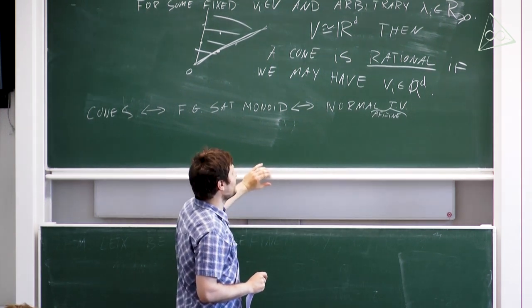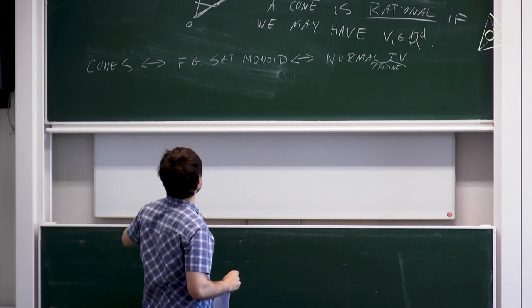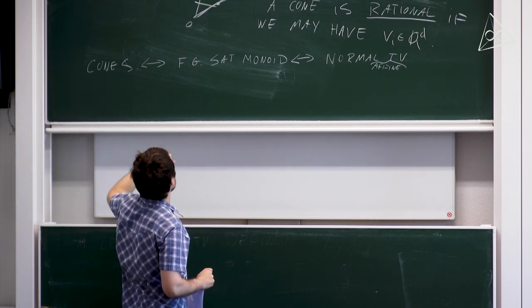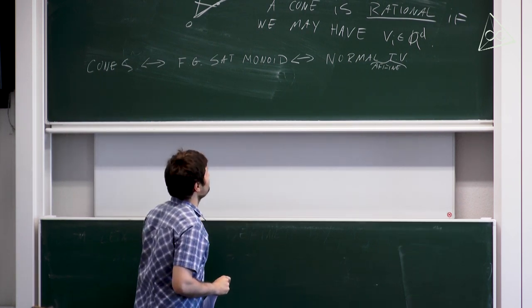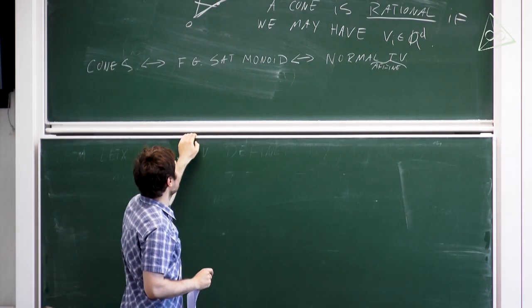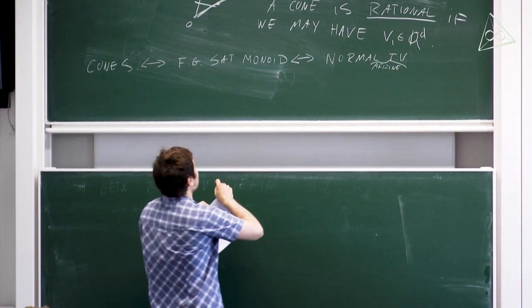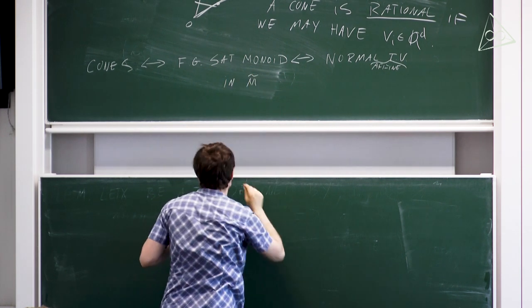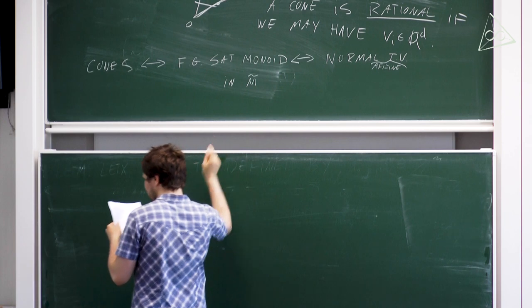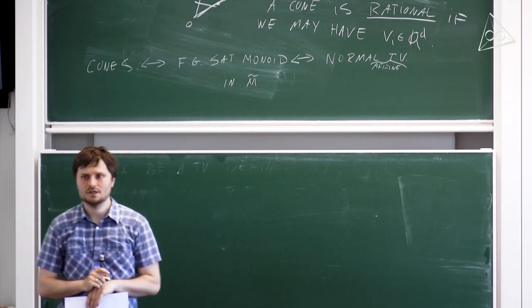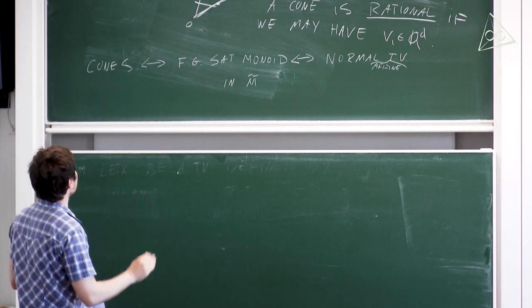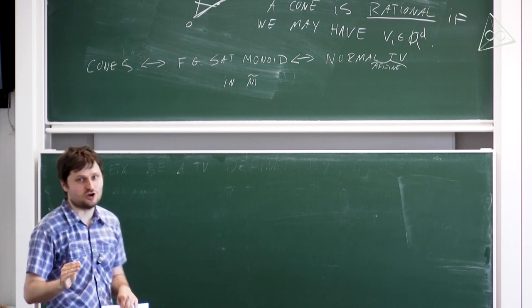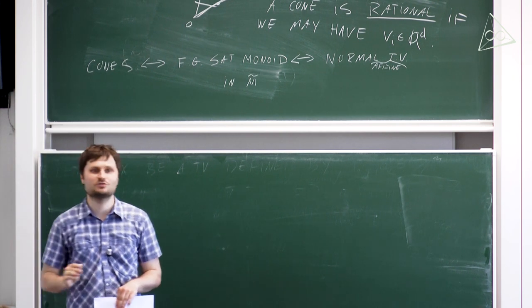So in other words, we can think about normal toric varieties as cones in the lattice, so all this happens in M tilde. Sorry, from now on, you assume that the cone is rational? Yes, when I say a cone, I mean a convex rational polyhedral cone. I will not be repeating it. That's a cone for me.